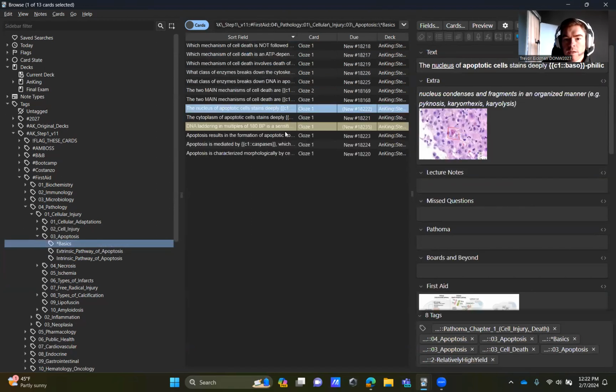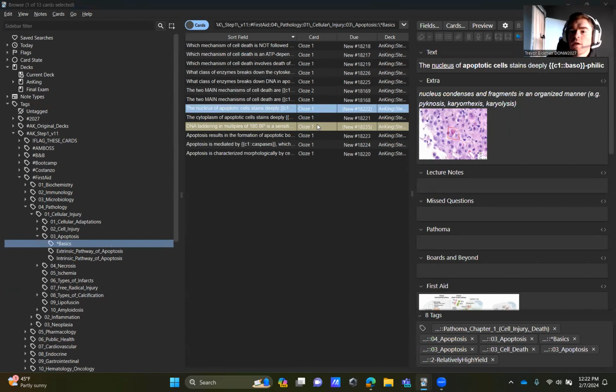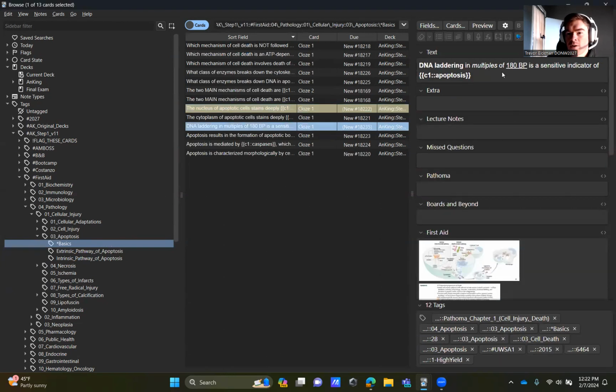And then if we go to basics, all of them except for this one talking about basophilics, that just wasn't mentioned. It was eosinophilic. So there's a card that will be activated somewhere in this mess that's wonky that is eosinophilic, but basophilic wasn't mentioned. And then this one, the 180 base pair fragments of DNA, was not mentioned either. Otherwise, everything else there is good.